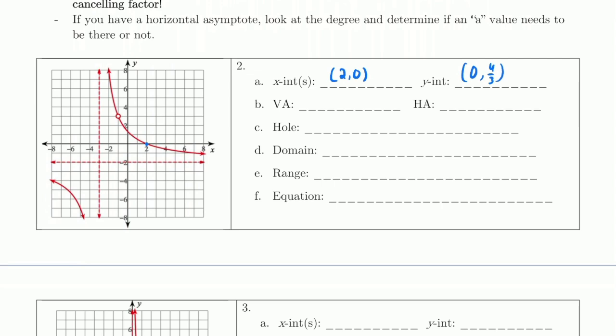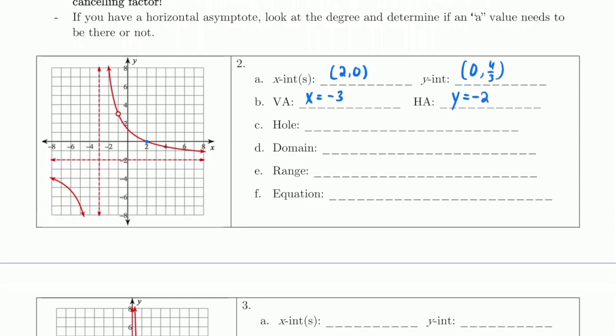All right, now we're going to look at our vertical asymptote. That's going to be at x = -3. And my horizontal asymptote is going to be at y = -2. Again, I'm getting all of this information just by looking at my graph. And then lastly, my hole is going to be at (-1, 3).